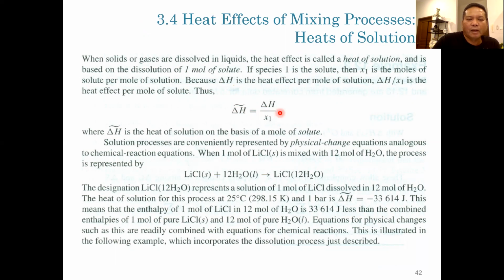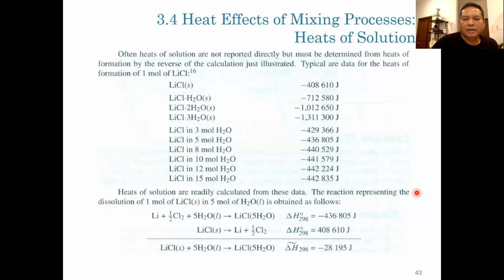Let's say we try to mix lithium chloride with water to produce an aqueous solution. It's found that it produces about this much energy. So this is the energy for heat of formation for lithium chloride. Let's say we want to see the reaction of lithium chloride in 5 moles of water. This is lithium chloride in solid form, mixed with water.